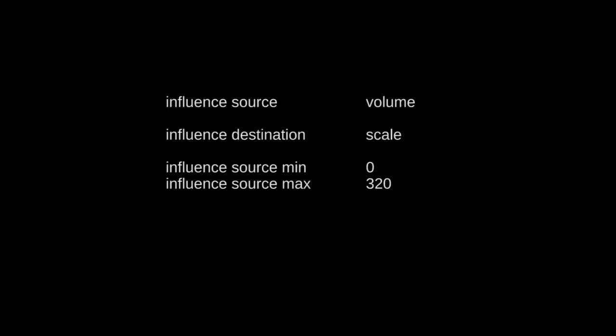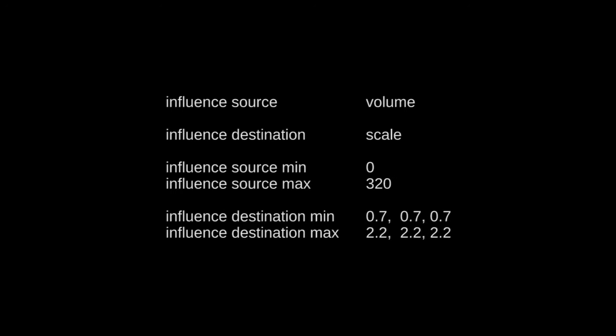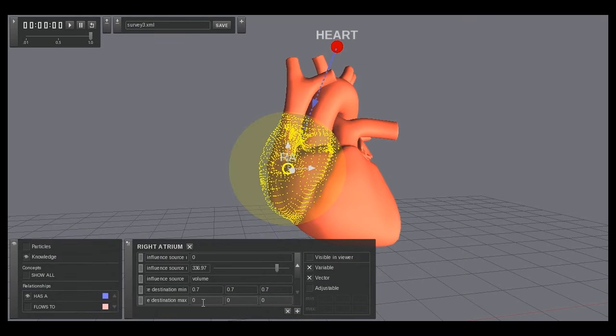Influence source min and max, and influence destination min and max. These values denote the range of the influence source and destination values. Values outside this range will be mapped to either the min or max of the range. We see here that once the influence attributes are added, the vertices in the heart mesh are illuminated. This signifies that the influence is set up correctly.